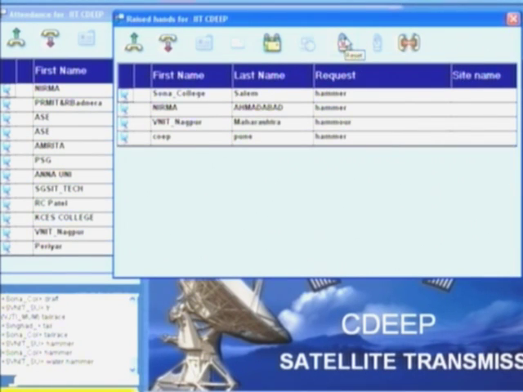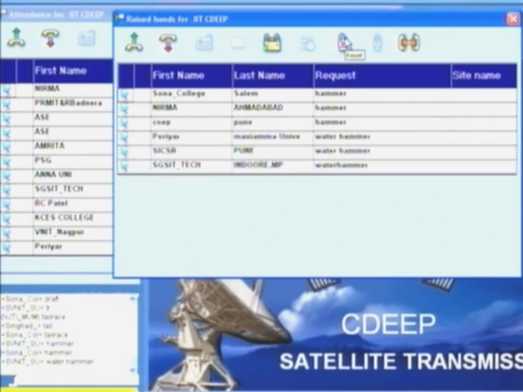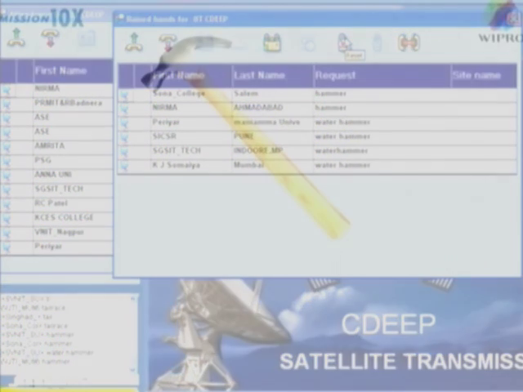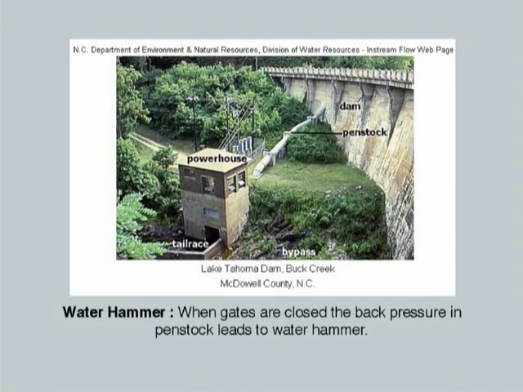This is an easy one. What does this picture indicate? Yes, NIT gets it again. Sona, Nirma, VNIT, almost all of you have got it. Yes, it is water hammer. When gates are closed, back pressure in the penstock leads to water hammer.